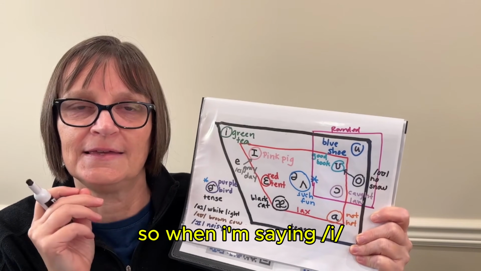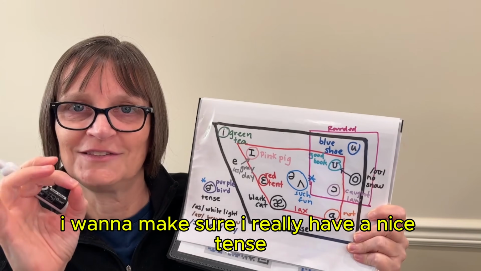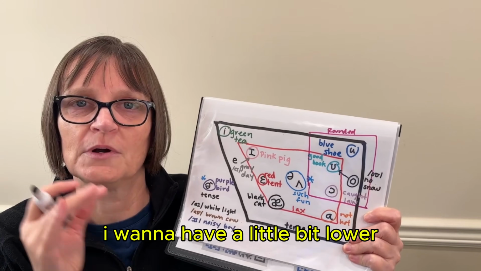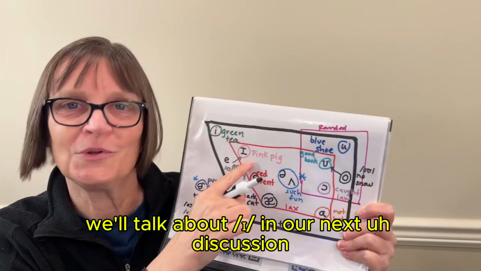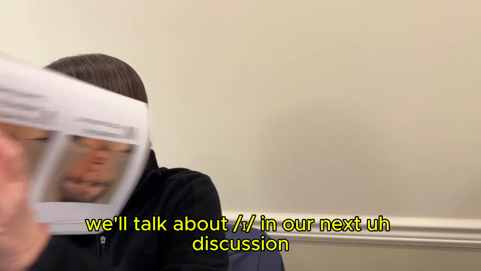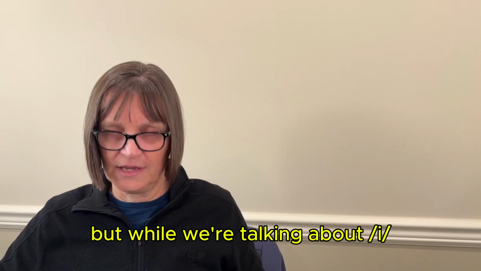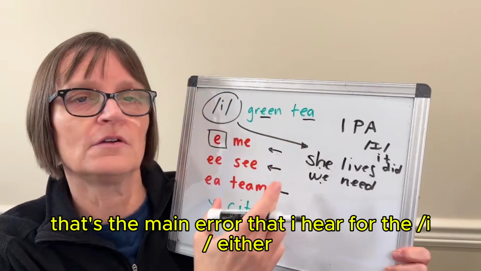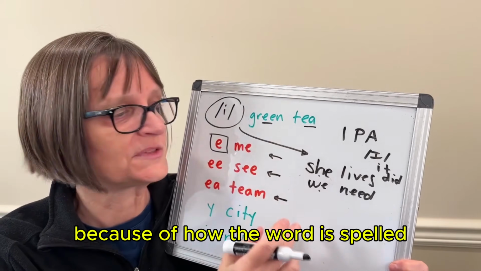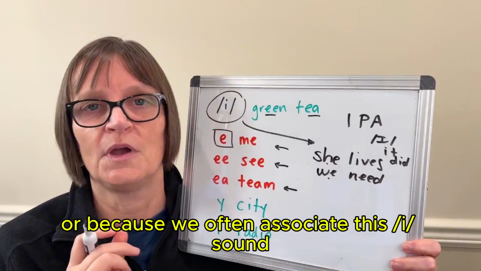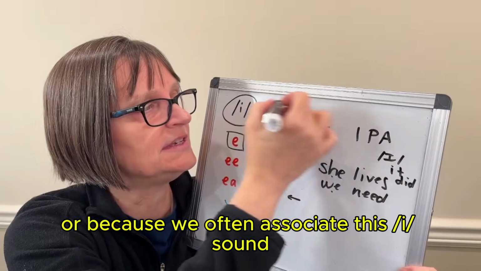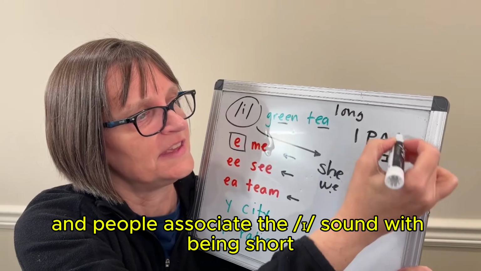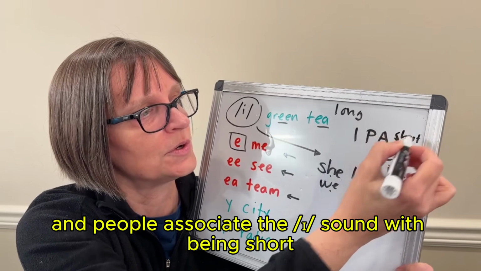So when I'm saying E, I want to make sure I really have a nice tense high tongue. When I say I, I want to have a little bit lower and it has that lax sound. We'll talk about I in our next discussion, but while we're talking about E, that's the main error that I hear for the E, either because of how the word is spelled or because we often associate this E sound with being long, and people associate the I sound with being short.